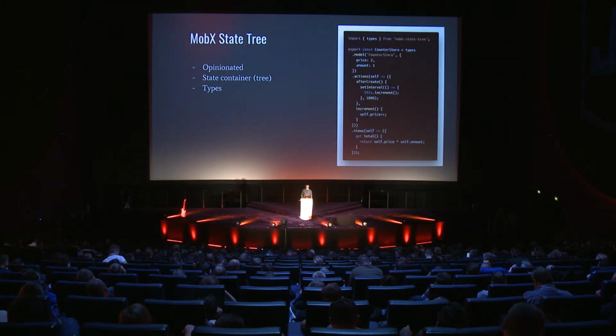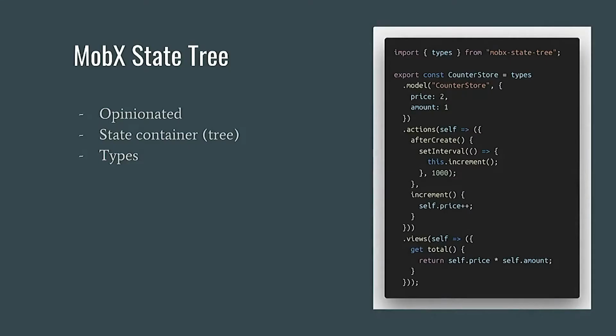So MobX state tree is a state container, a tree, and on the right side we have an example of a MobX state tree counter store. Under model, we are defining the same as earlier, the price and amount observables, which are of type number. And we have actions, like the increment action, and views. Views are computed values.